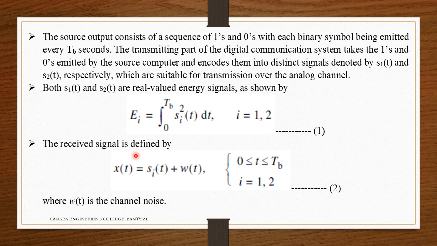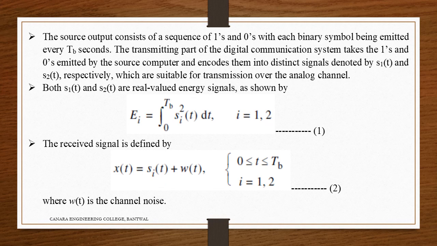The received signal is defined by x(t) equals s_i(t) plus w(t), where 0 less than or equal to t less than or equal to T_B, and i is equal to 1, 2. This is equation 2. Here w(t) is the channel noise, as I told you earlier.